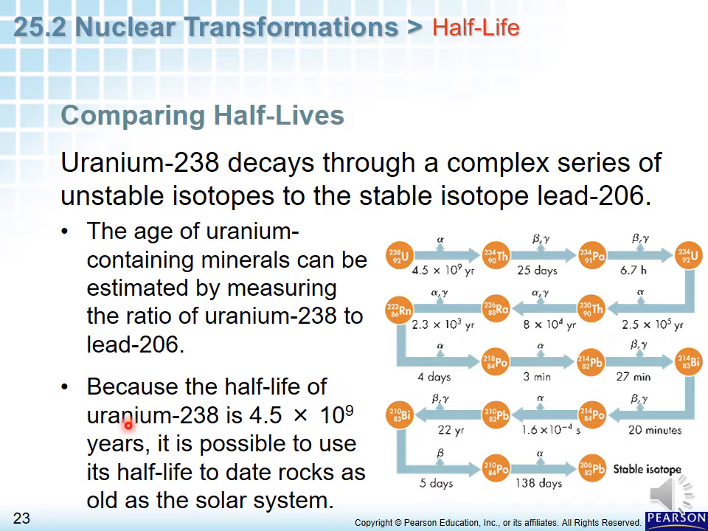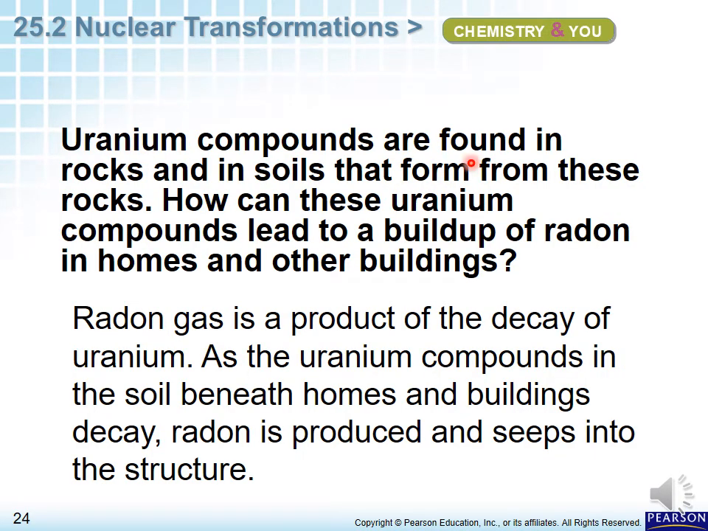Because the half-life of uranium-238 is 4.5 times 10 to the power 9 years, it is possible to use its half-life to date rock as old as the solar system. Uranium compounds are found in rock and in the soil that forms from these rocks. How can these uranium compounds lead to the buildup of radon in homes and other buildings? Radon gas is a product of the decay of uranium. As the uranium compounds in the soil beneath homes and buildings decay, radon is produced and seeps into the structure.